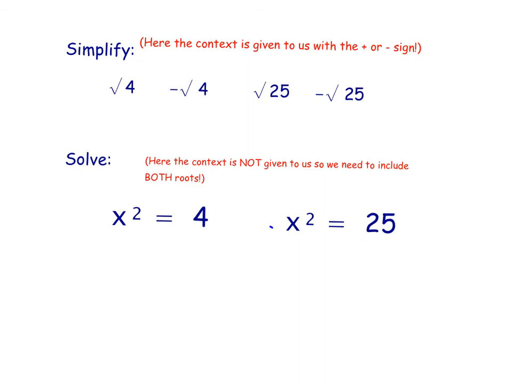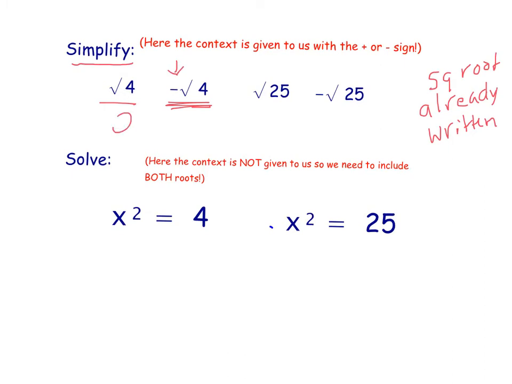So here's the rule with square roots. If I ask you to simplify something and that square root is given to you, it's already written. The square root is already written. This gives you the context. I tell you if I want the positive square root or the negative square root given the symbol in the front. If there isn't a symbol in the front, then I want the positive. This reads the negative square root of 4. So I know that it's the negative 2.